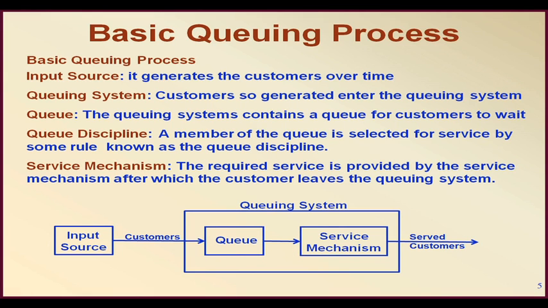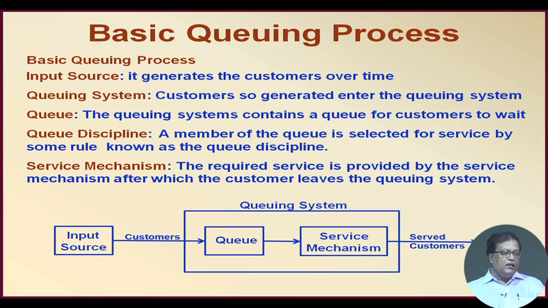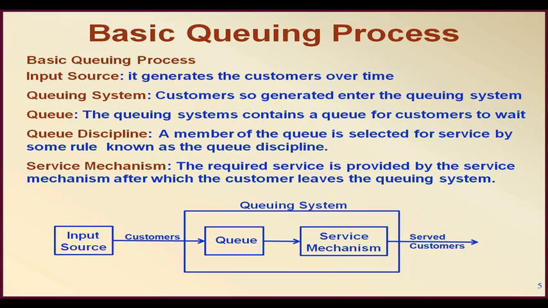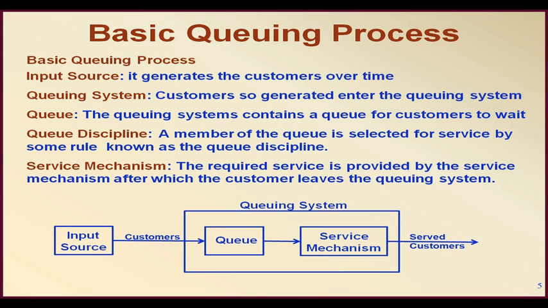Which we shall show in our next diagram. If you look at this particular diagram, there has to be an input source from which the customers come in, or you may say the customers are generated. Then there is a queuing system which basically includes a queue and a service mechanism. The queue is where customers are waiting; usually we talk about a single queue that is formed, and we also assume an infinite length of the queue. Why will come later.